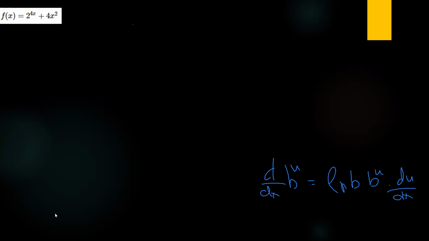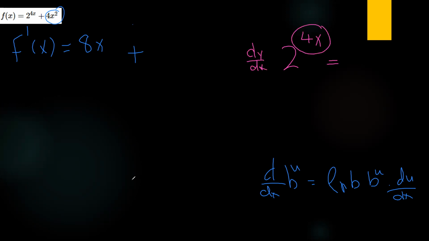Here we have 2 raised to the power 4x. So in order to find f prime of x, as you see, for the first part it's very easy. It's 8x. But for the second part, which is 2 raised to the power 4x, we need to find its derivative using b to the power u. How? Here now, I want to find the derivative of 2 raised to the power 4x. So let's assume that this is u. So u is 4x, so du will be 4 dx.